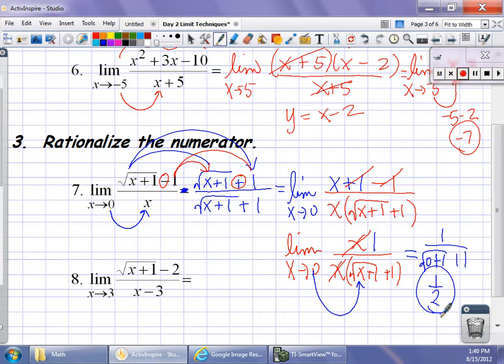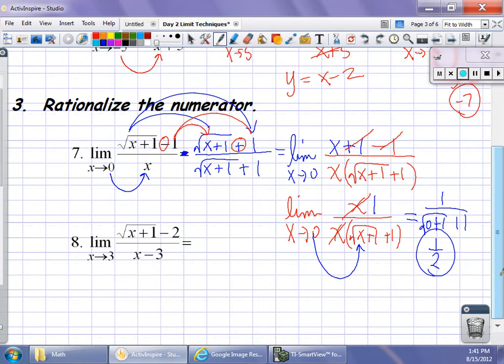Now you may have to watch that again to pick up that strategy. It's not that difficult, but it's rationalizing the numerator. If we were to take a look at that graph, we would notice that as we move towards an x value of 0, we are approaching a y value of 1/2.